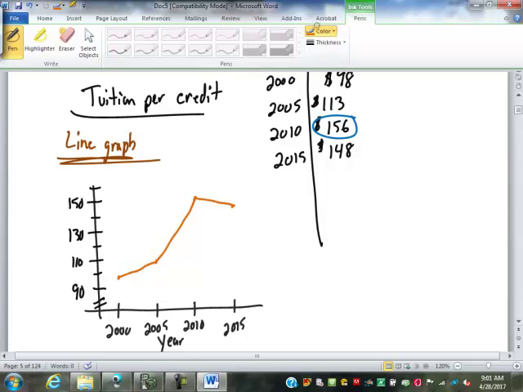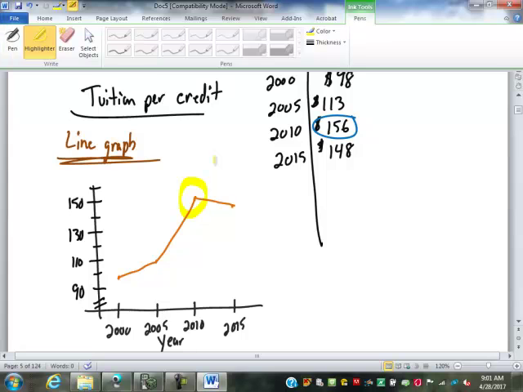Now, a big mistake that a lot of people make is they take this and they connect it down here to 0. That does not exist. The tuition is not $0 at any point in the past. So that line would be meaningless there. We don't want that there. What the line graph does is just like a bar graph, we can say what year was the tuition the highest. Well, that's where the line is at the highest point. So yes, 2010 would be what's at the highest.